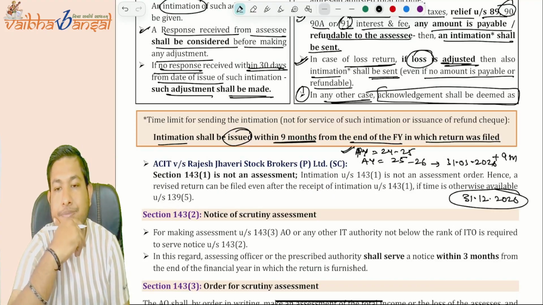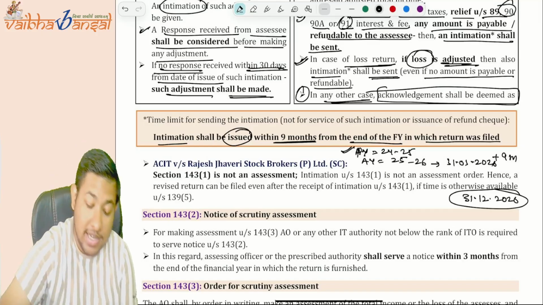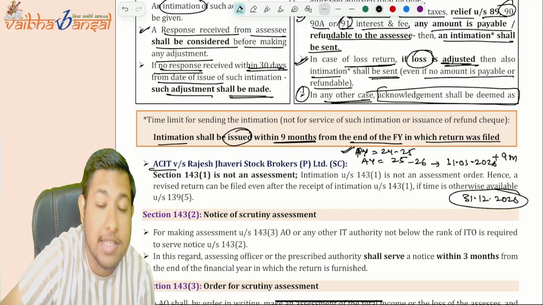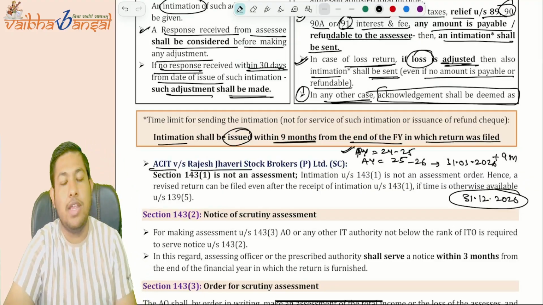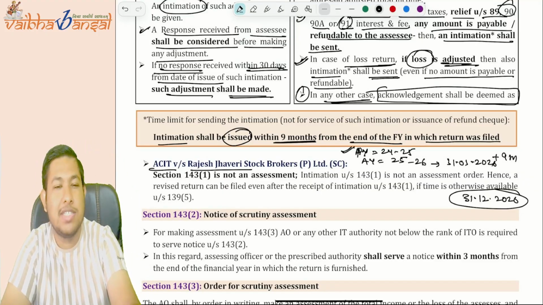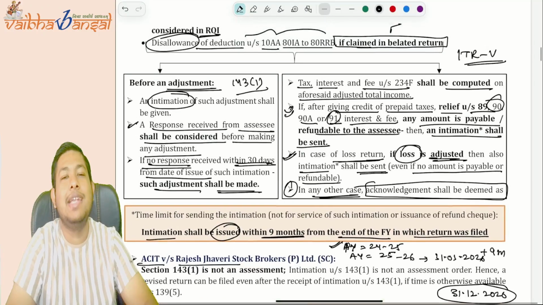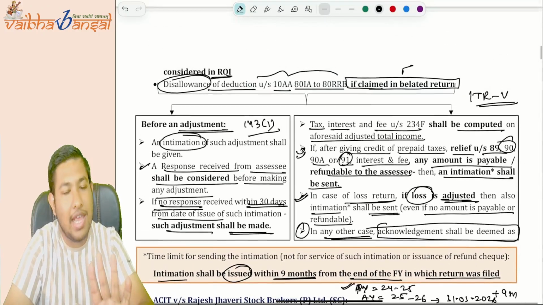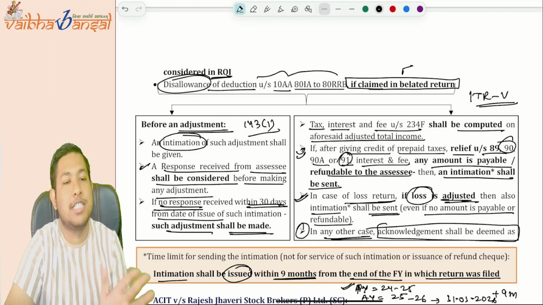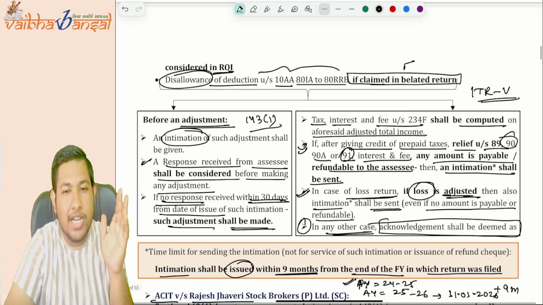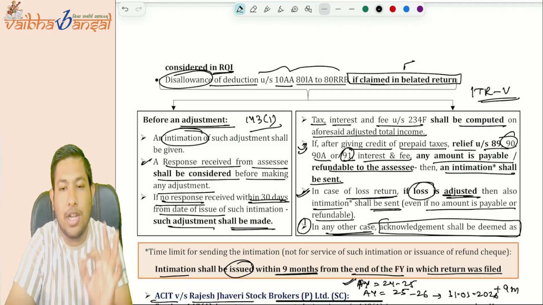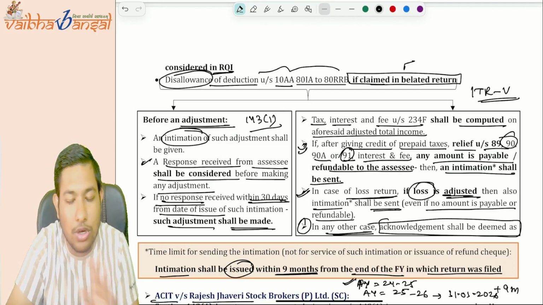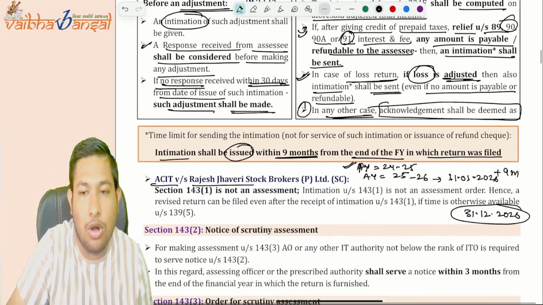Understood or not? There is a case law of ACIT, that is the Assistant Commissioner of Income Tax, versus Rajesh Jhaveri Stockbrokers. This is just the intimation. This is not the assessment order. The assessment will be done under various other sections, but this is just the intimation order. Do not confuse it with the assessment order.